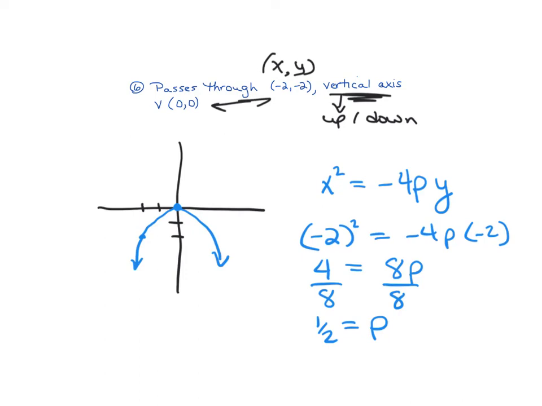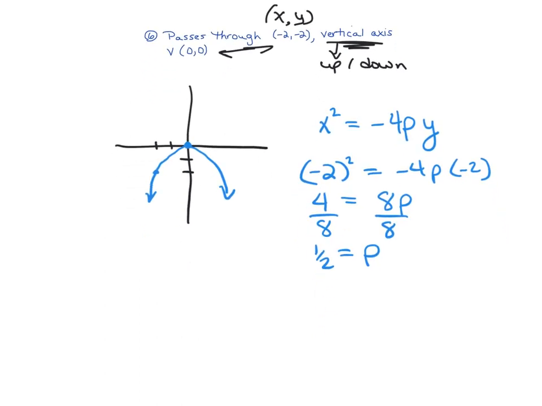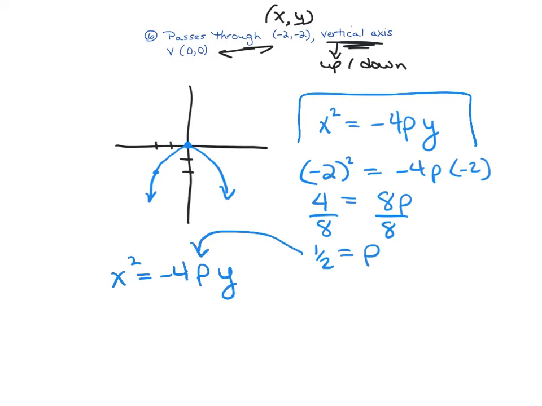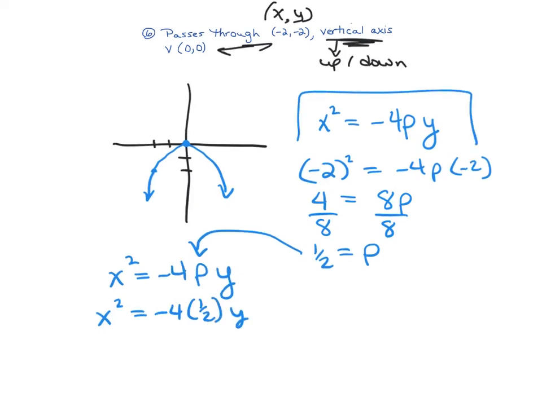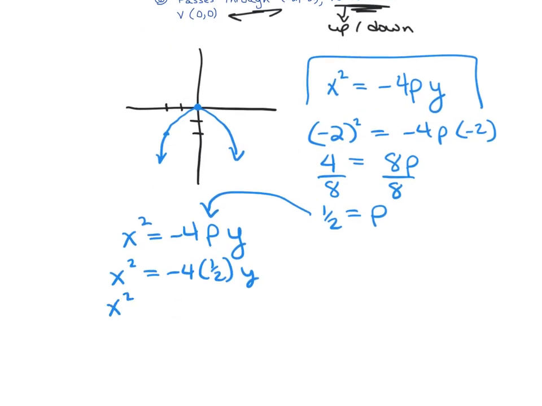But again, I'm writing the equation. So let me go ahead and rewrite this again. So x squared equals negative 4py. I'm plugging in 1/2 here. X squared equals negative 4 times 1/2 y. X squared, negative 4 times 1/2 is negative 2. And that is my equation for this parabola. Let's try another one.